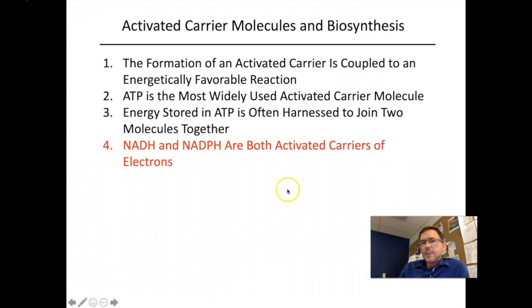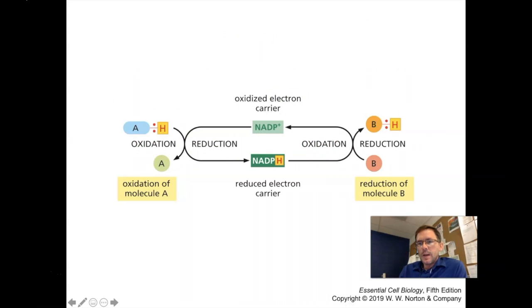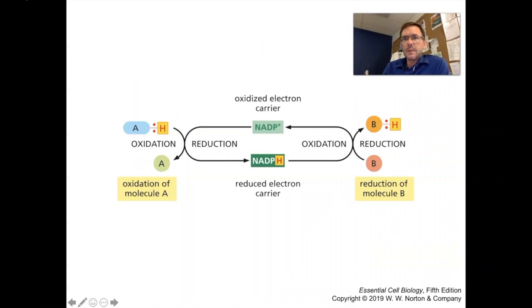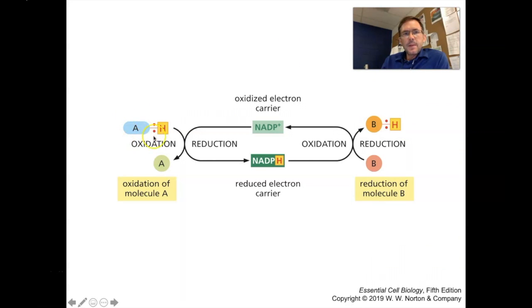NADH and NADPH are also activated carrier molecules. They carry electrons and they're involved in redox reactions. So if you look at this particular case here, there's a molecule A, and within its molecular structure it has a hydrogen and 2 electrons. Those can be pulled off and attached to NADP positive.